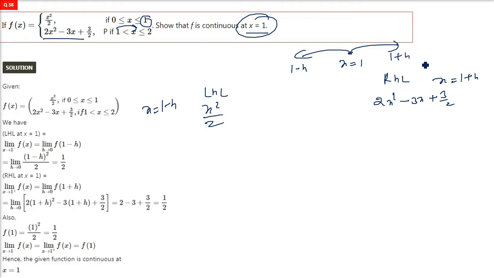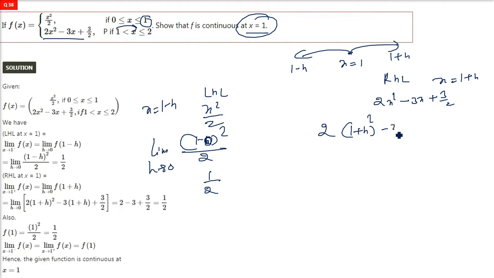Okay, so h tends to 0 here, h tends to 0. So 1 minus h whole square divided by 2. You can open it also. If you don't want to open it, you can place h as 0 here only, because when you open it using a minus b whole square, wherever h comes it will be 0 anyways. Okay, 1 by 2 it will come. Here again 2 times 1 plus h whole square minus 3 into 1 plus h plus 3 by 2. Now you can place h as 0, similarly the same way we did just now.